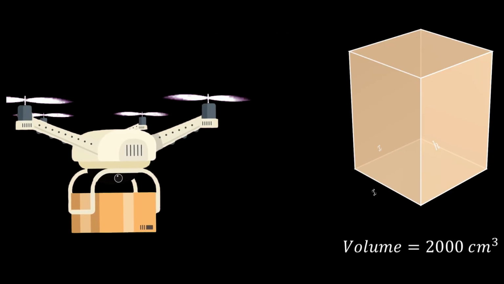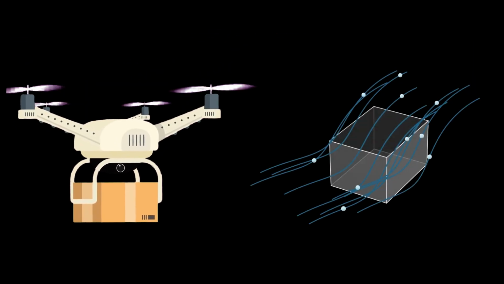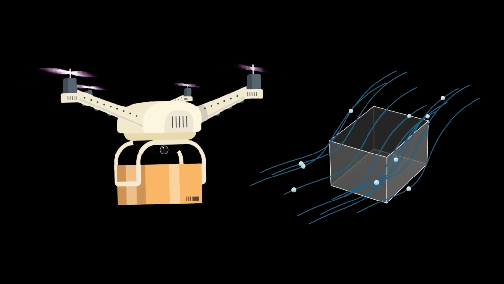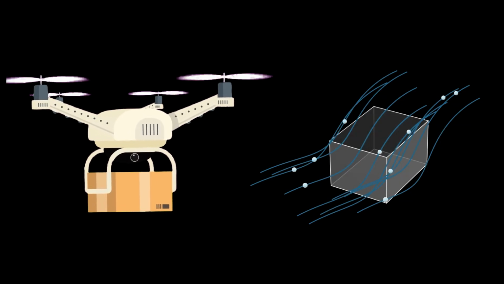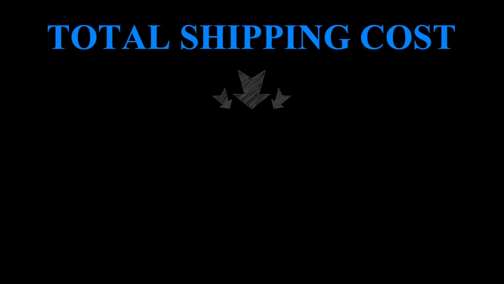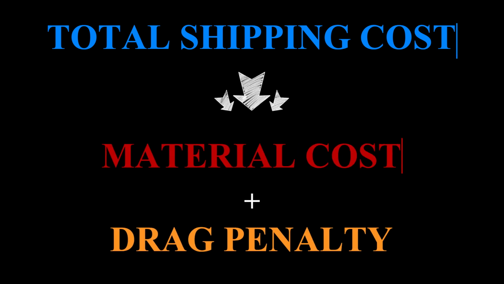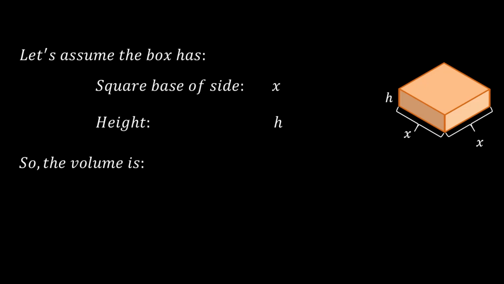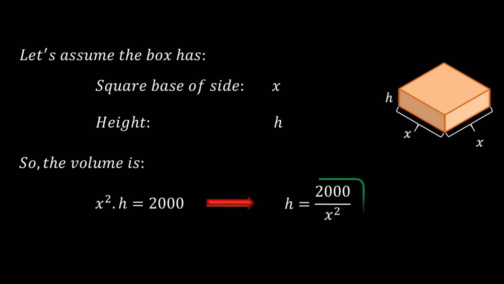But here's the twist. Because drones struggle with air drag, your company charges shipping based on the surface area of the box, plus an aerodynamic penalty. So, the total shipping cost is equal to material cost plus drag penalty. Let's assume that the delivery box has a square base of side length x and height h. Given the total volume is 2,000 cubic centimeters, we can write height h in terms of x.